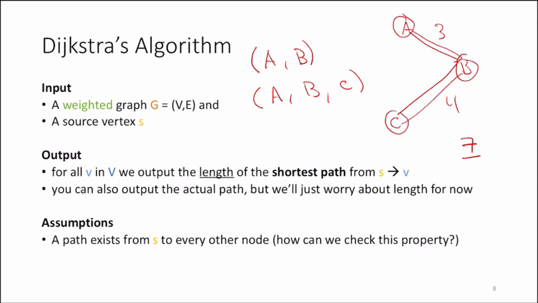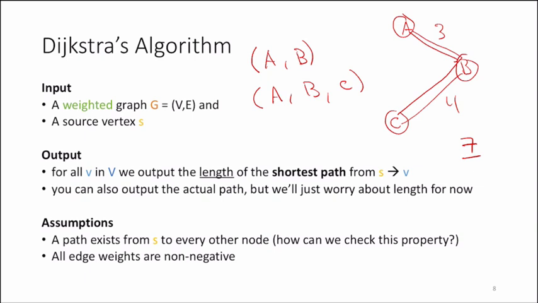Well, if you remember our discussion on the connectivity algorithms, breadth first search and depth first search, that's exactly what they do. So we can use one of those algorithms just to check that property. If there's not a path from S to another vertex, we can either remove that other vertex or try to find a way to connect that vertex.